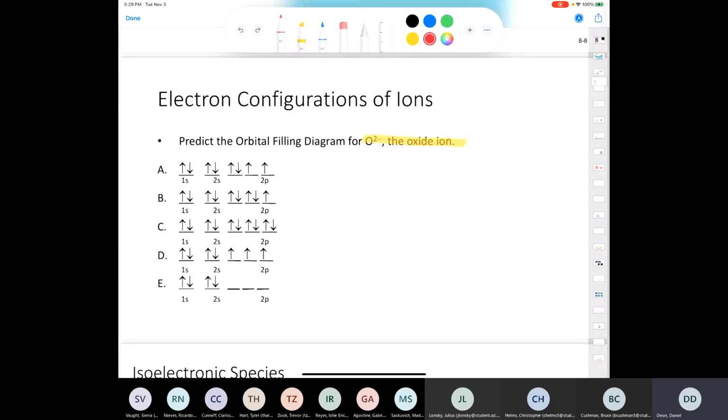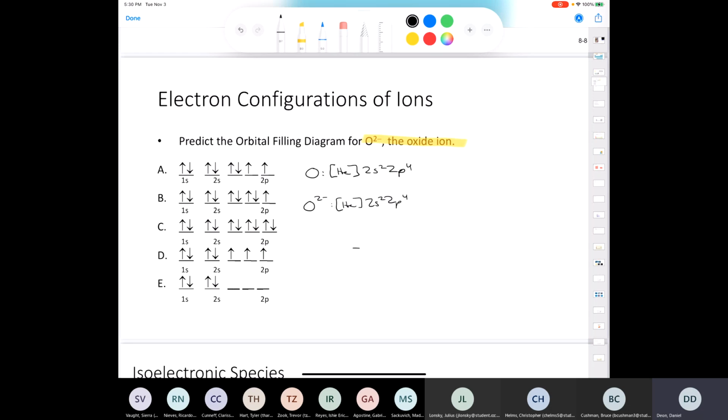Well, I know my electron configuration for oxygen, and I'm not talking about oxide, just plain old oxygen, is helium, which is the noble gas that precedes it, 2s2 2p4. Well, if it gains 2 electrons, where are they going to go? They're going to go into the p orbital, because a p orbital can hold up to 6 electrons. That means that O2- is going to be helium, 2s2 2p6.